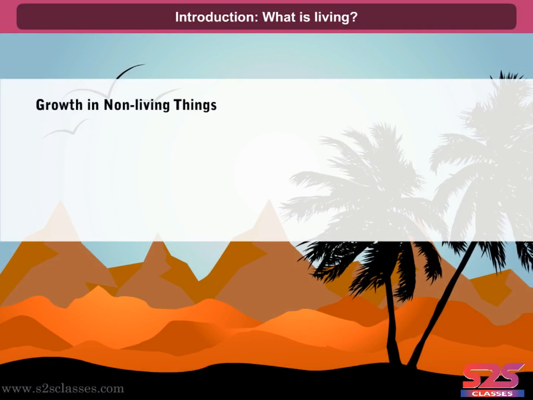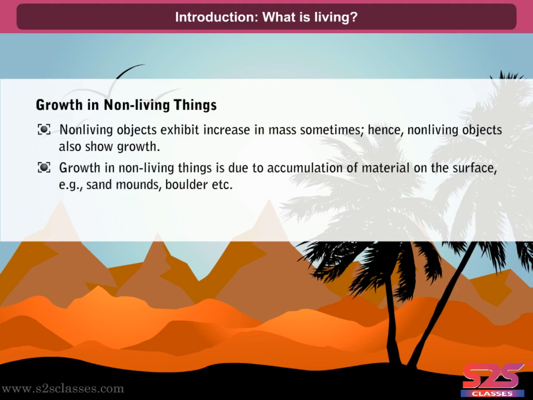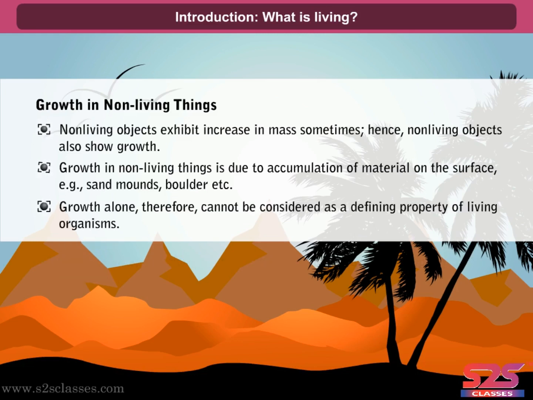Growth in non-living things. Non-living objects exhibit increase in mass sometimes. Hence, non-living objects also show growth. Growth in non-living things is due to accumulation of material on the surface. Example: sand mounds, boulders, etc. Growth alone, therefore, cannot be considered as a defining property of living organisms.